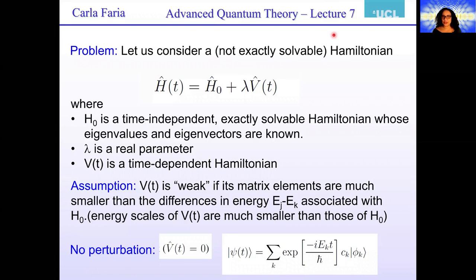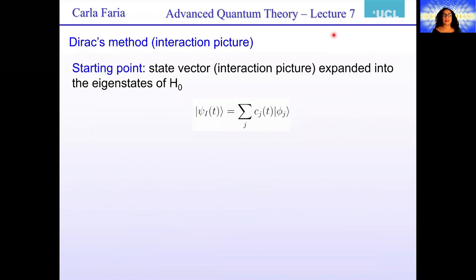So what we're going to do is then have a look at how we can express this considering the full Hamiltonian. We're going to start and discuss here what is Dirac's method for doing time-dependent perturbation theory. And our starting point is going to be to represent and to write our state vector in the interaction picture, and then we're going to expand into the eigenstates of H naught.